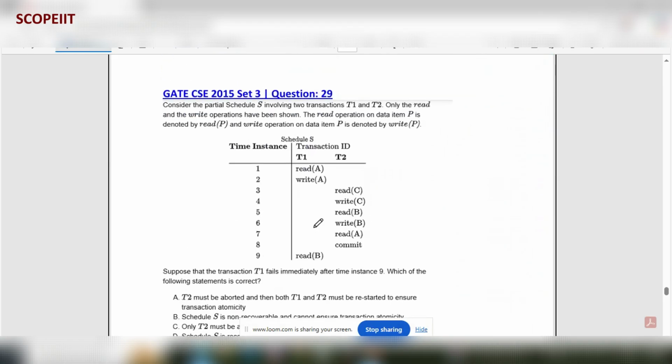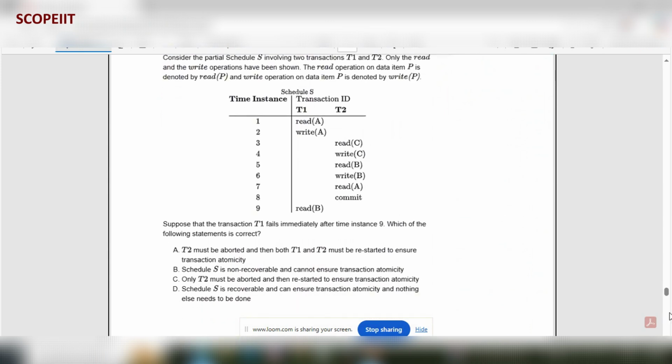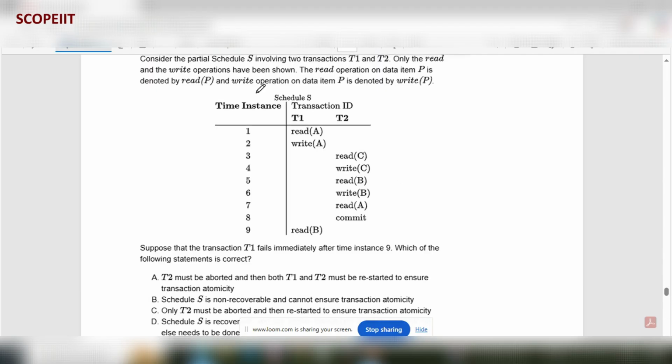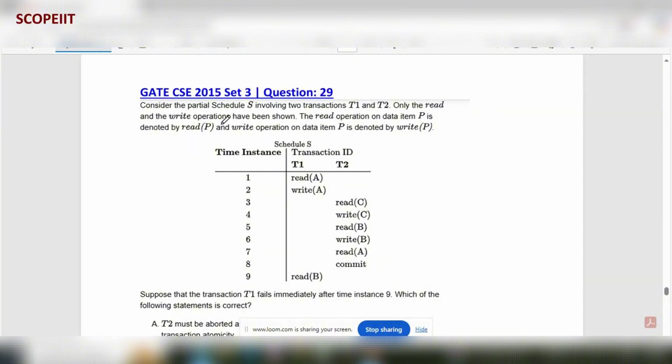There is one more question. This is your GATE 2015 question. Let us read the question, and zoom in a little bit. Consider the partial schedule involving two transactions T1 and T2. Only read and write operations have been shown. The read operation on the data item P is denoted as R of P, where R means read and W means write operation. Like I explained, the same concept applies here as well.